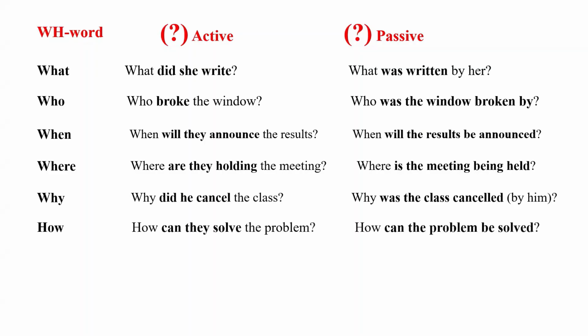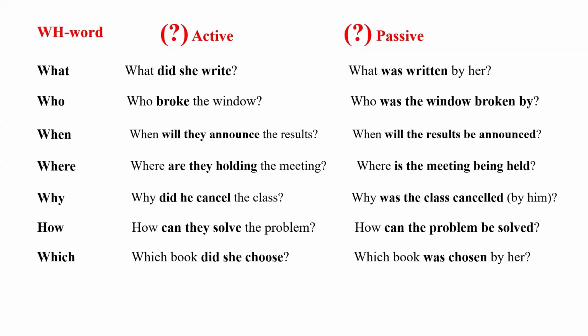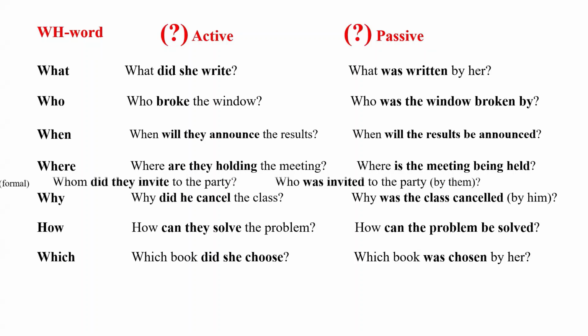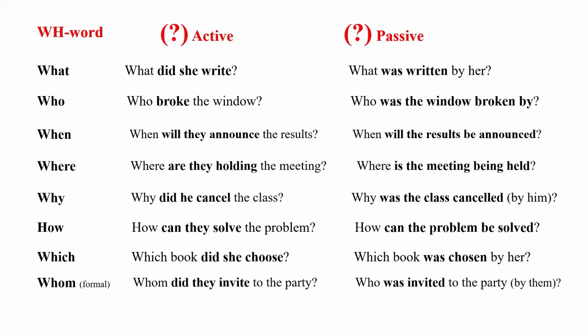How can they solve the problem? How can the problem be solved? Which book did she choose? Which book was chosen by her? And the last one, whom, which is used in formal dialogues. Whom did they invite to the party? Who was invited to the party by them?